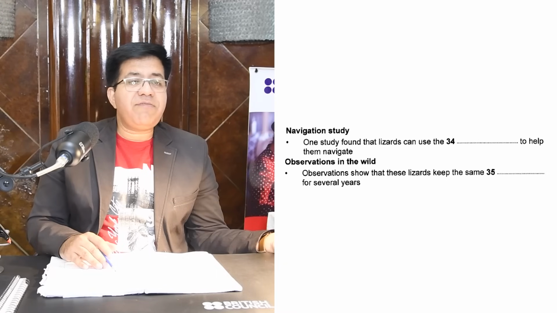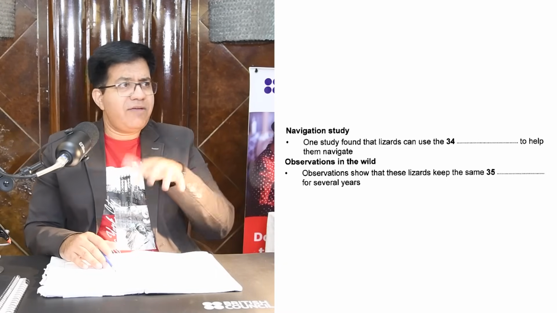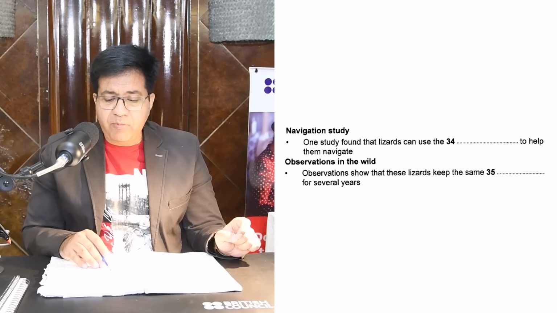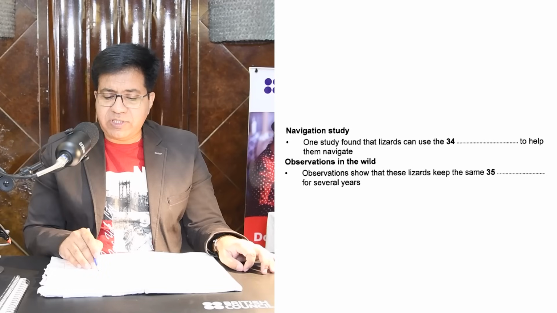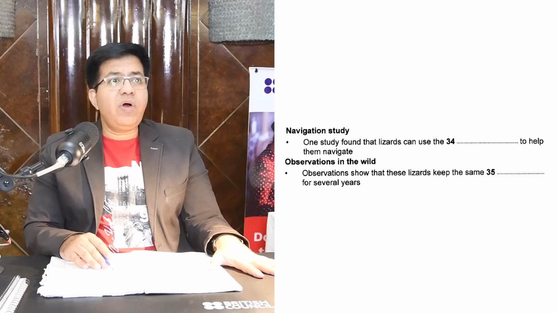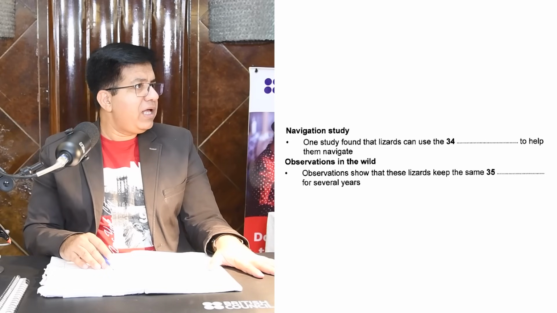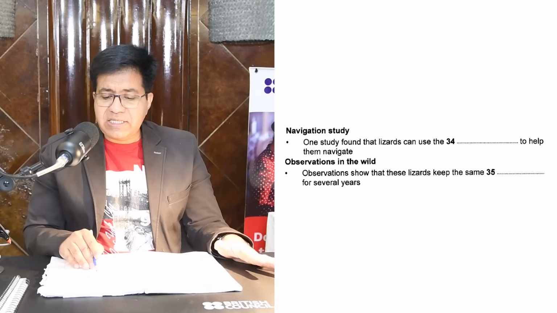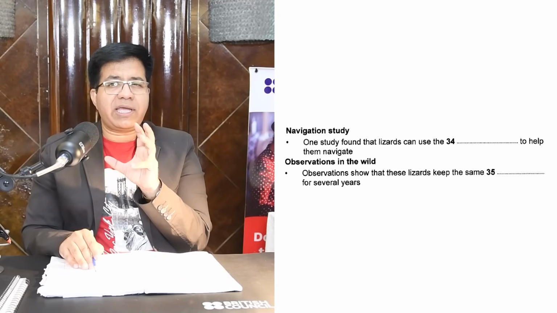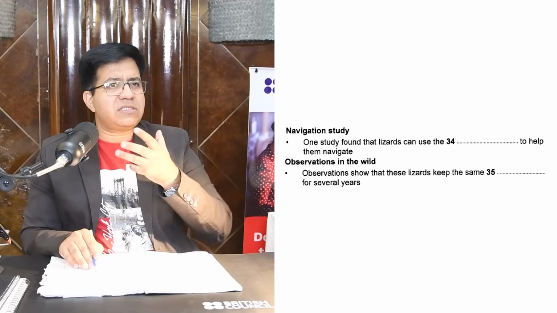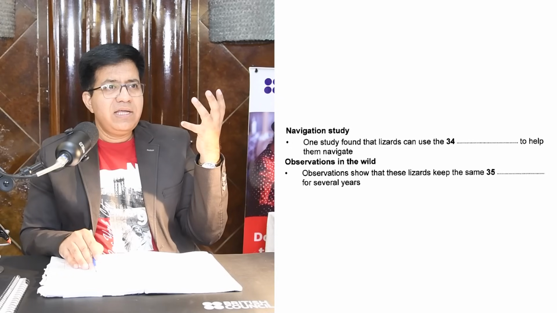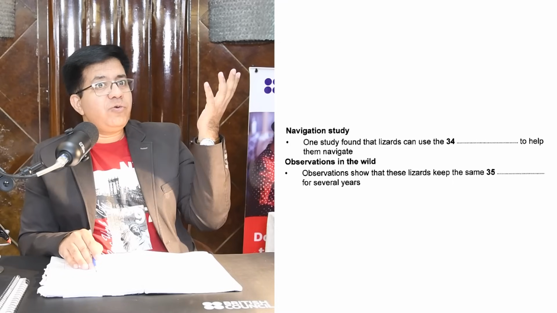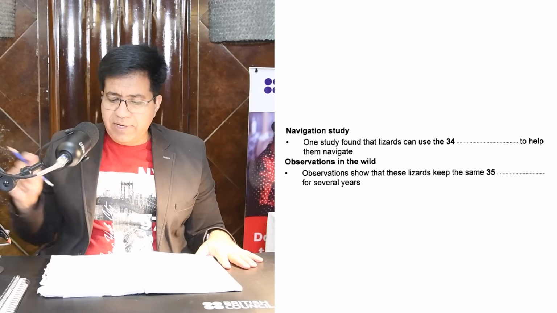Then navigation study. Navigation means how do they find the way? Like we say navigation, right? One study means research. One research found that lizards can use the dash to help them navigate. Now what do they use? Maybe a natural phenomenon: sky, clouds, stars, moon or anything like that. They may use the phrase "as long as they can see the something." As long as they can see the stars, they can find their way. As long as they can see the clouds, they find their way. Something like that. So let's see.